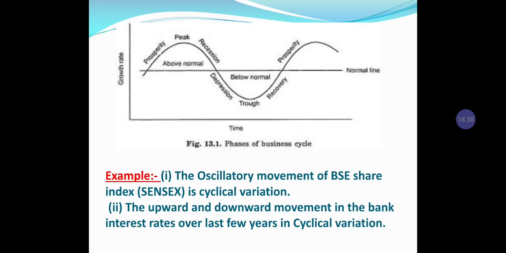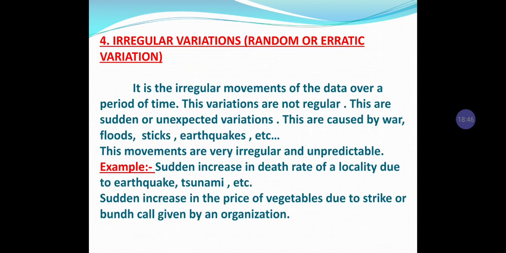So the oscillatory movement of the SEBI and share index, that is SENSEX, is cyclical variation. Next, irregular variation, or random or erratic variation. It is the irregular movement of the data over a period of time. These variations are not regular.